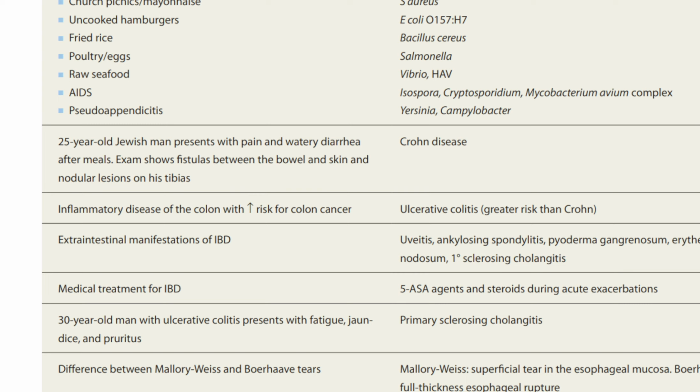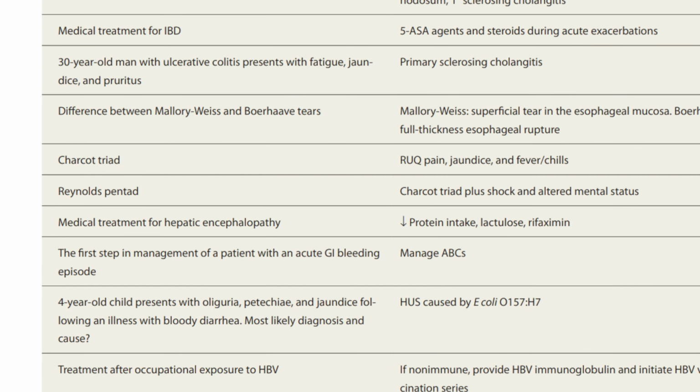The medical treatment for inflammatory bowel disease is 5-aminosalicylic acid agents, and steroids during acute exacerbation. A 30-year-old man with ulcerative colitis presents with fatigue, jaundice, and pruritus. The diagnosis is primary sclerosing cholangitis.